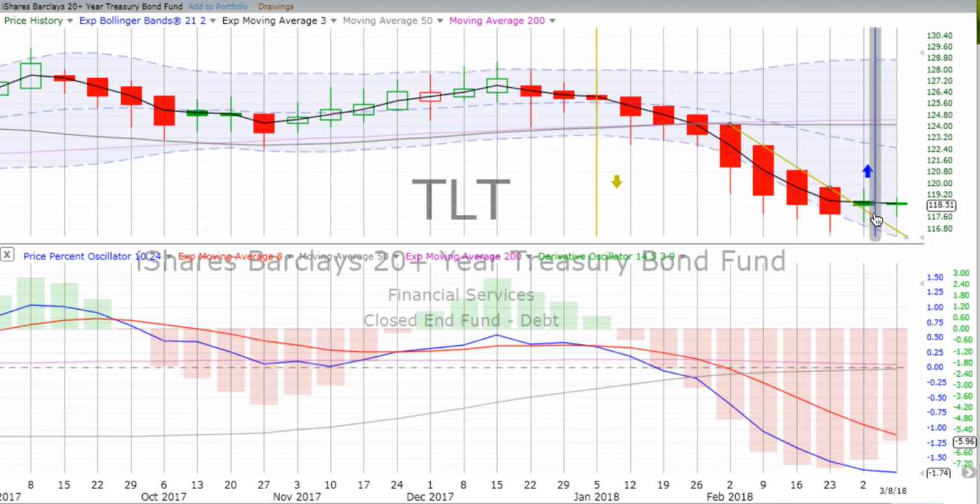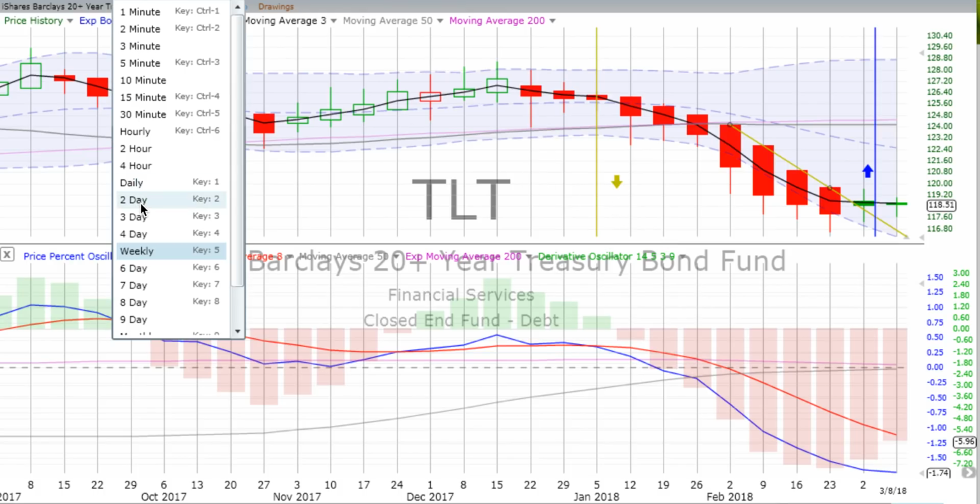And again, TLT sort of, again, sliding sideways, unlike we saw on the stocks, particularly the S&P. We can see that it's sliding sideways with first a spinning top and then a doji, but those are green. So again, tending up, sliding sideways. Derivative oscillator still very negative. Price percent oscillator still heading down on that weekly chart.